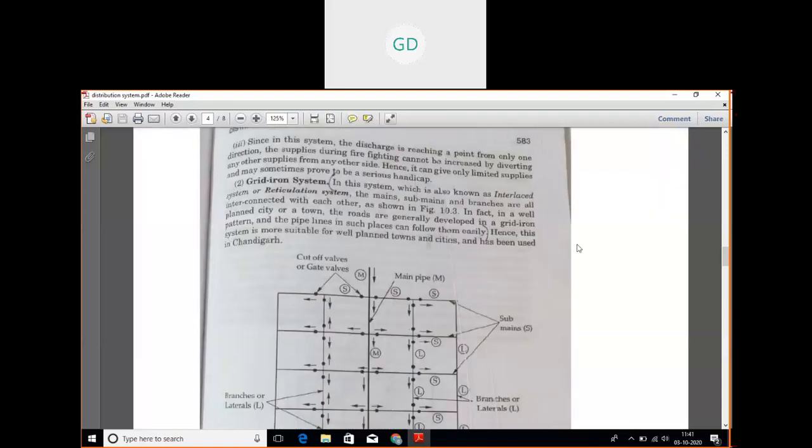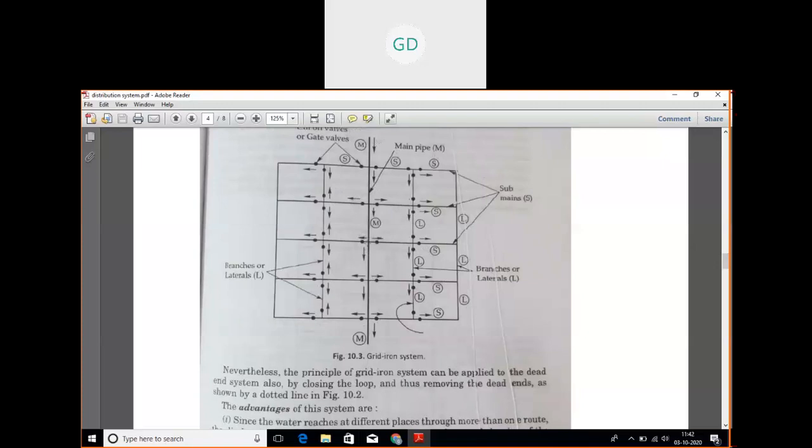You see what is written here. This system is also known as an interlaced system or reticulation system. Here the mains, submains and branches are all interconnected with each other. You can see this is the main pipe, the middle one, the main supply pipe. From here the submains are coming out. Then again the branches, you see these are branches. So in a grid iron system, everything is interconnected.